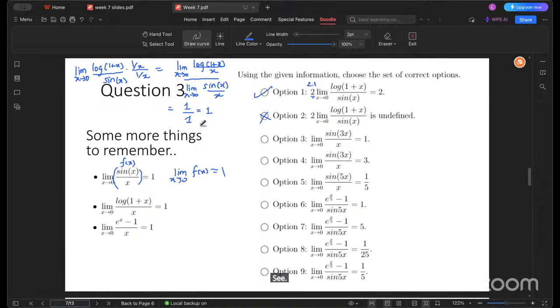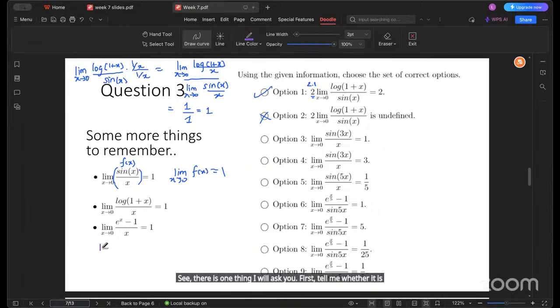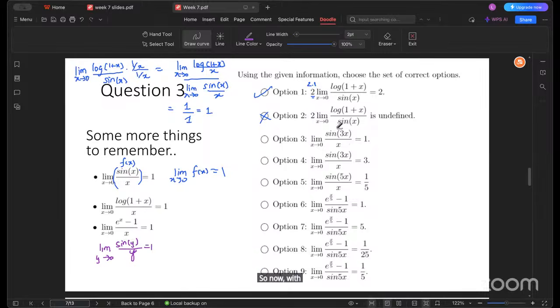See, there is one thing I will ask you. First, tell me whether it is correct or not. Can you tell what is the limit as y goes to 0 of sin y by y? What is the limit? It's 1, right? Just because I'm changing the variable, nothing is going to change. Only the variable I'm changing. So now with this hint, can you think of a way to solve this?